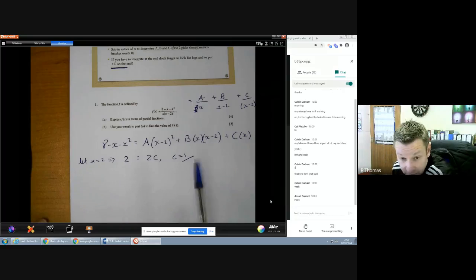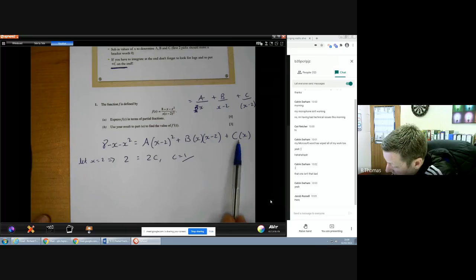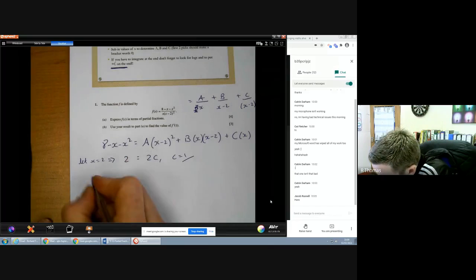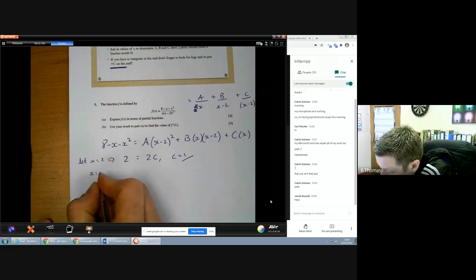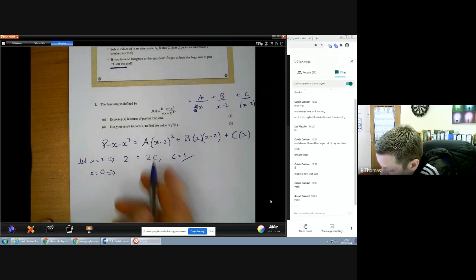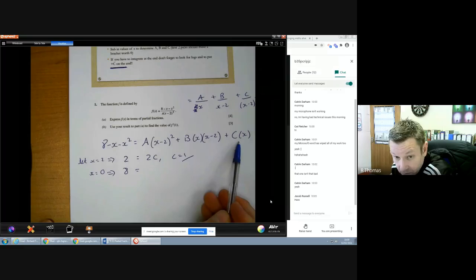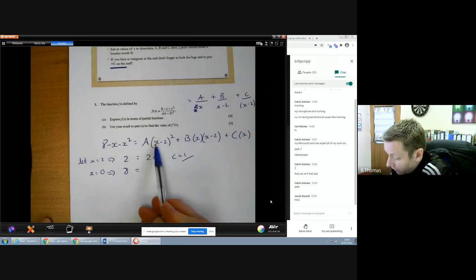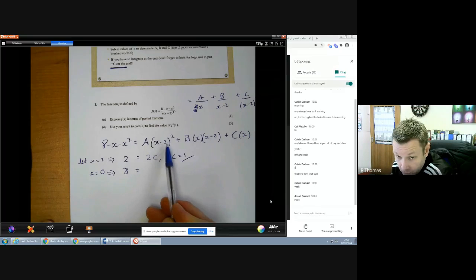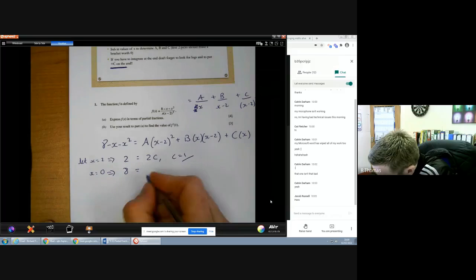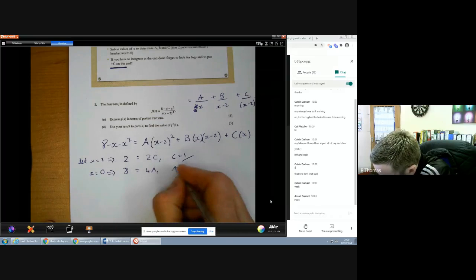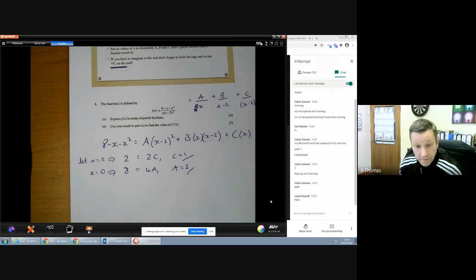Now let's check x equals 0, because that'll disappear and that'll disappear. So let x equals 0. 8 take away nothing is 8. That goes, that goes. 0 take away 2 is minus 2. Minus 2 squared is 4. So 8 equals 4a. So a equals 2. I'm sure you all agree with that.